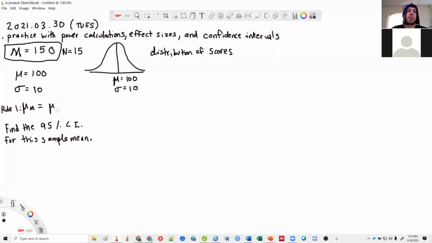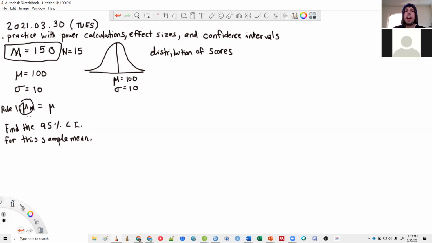So the goal is to find the 95% confidence interval for a sample mean of 150, with a sample size of 15, where we are assuming that a null hypothesis would predict a mean of 100 and a standard deviation of 10. Whereas for the z-test of a sample mean, we will have to create a distribution that is centered on this value here, the mean of the distribution of means.